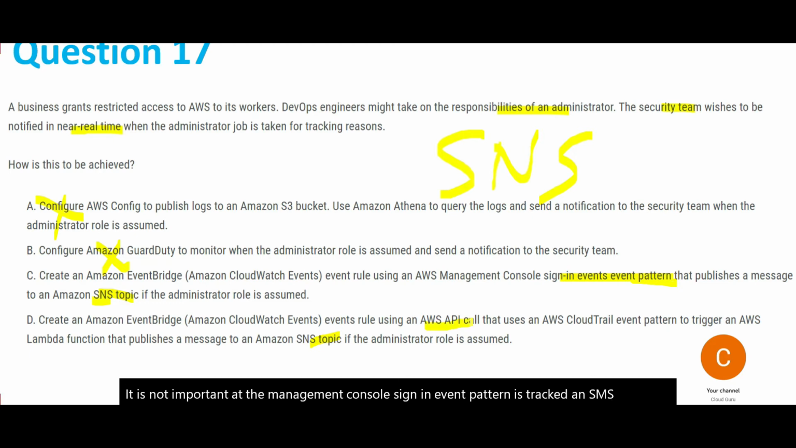That's why I want to ensure that whatever actions you are doing through API calls, they get logged in CloudTrail, and I use that event pattern to trigger a Lambda function that publishes a message to the SNS topic. It's a long route, I understand. Option C is the shorter route, but option C will only work from the management console. What if this guy just fires API scripts? There will be no logging and the security team will be in the dark.